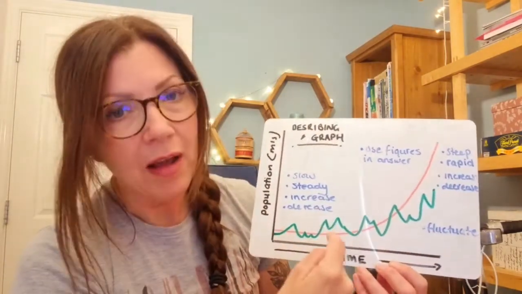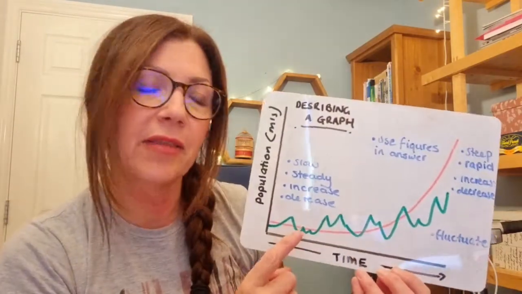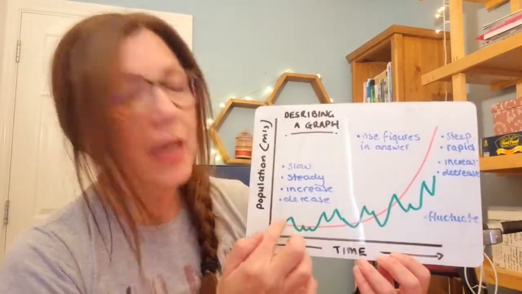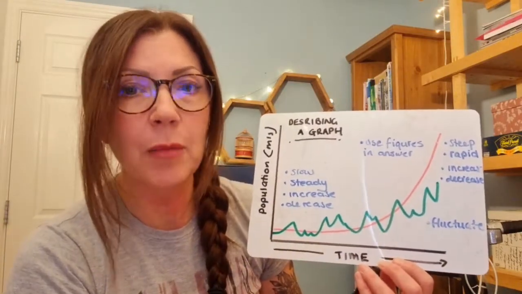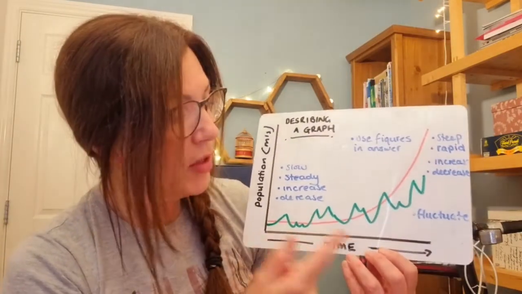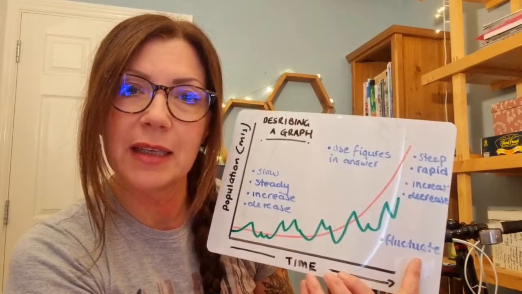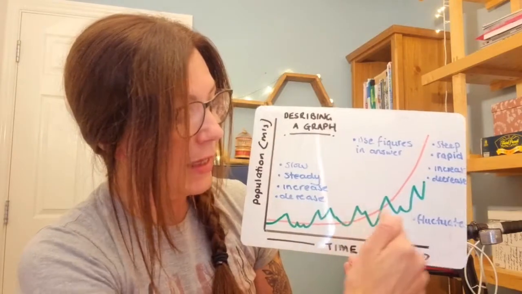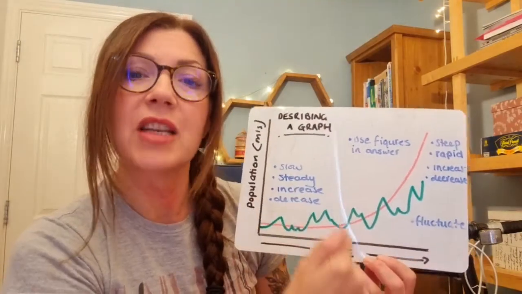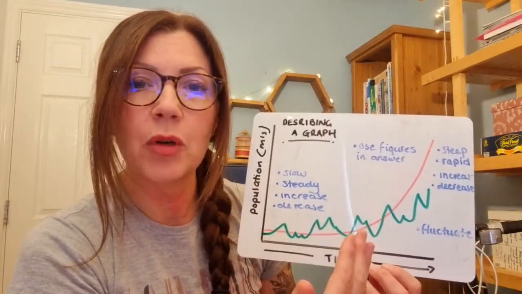Now, the green line, as you can see, is slightly different, so we need to use different terminology. Now this line goes up and down, and we could say that the population goes up and down, but that's not very geographical. So what we do need to use is a word like fluctuating. So what we can say is there's a steady increase, as you can see from the green line, it's steadily going up, but the population is fluctuating, which means it's going up or down.